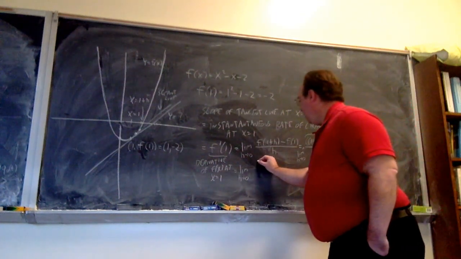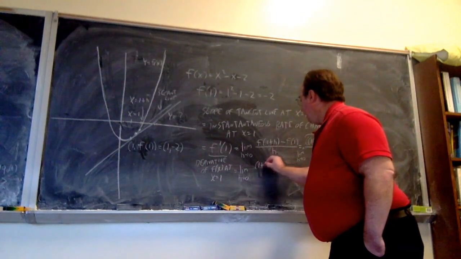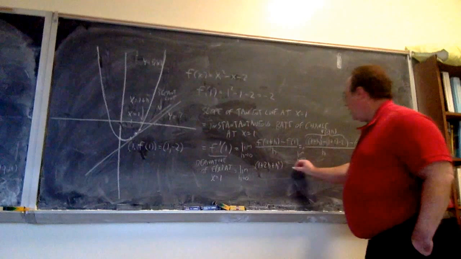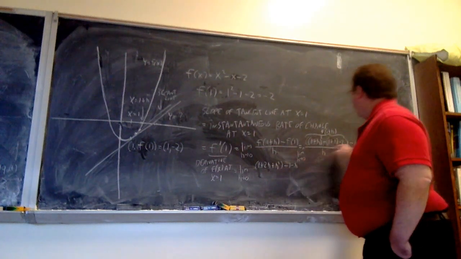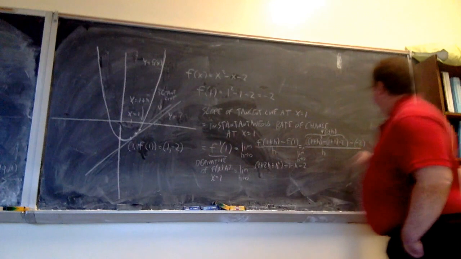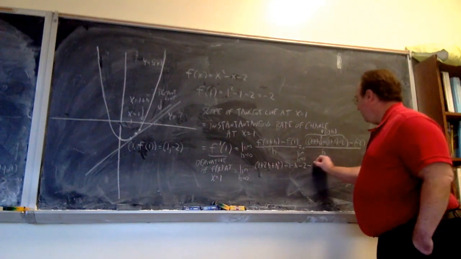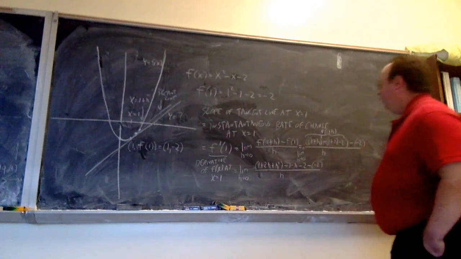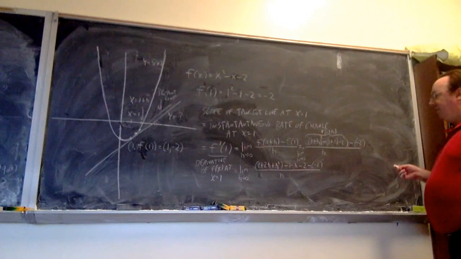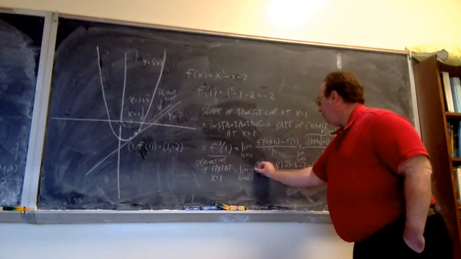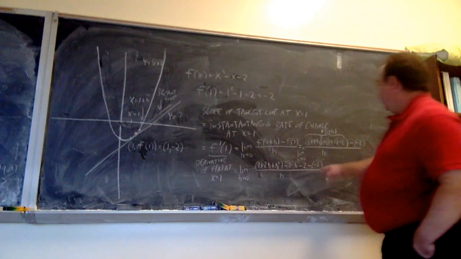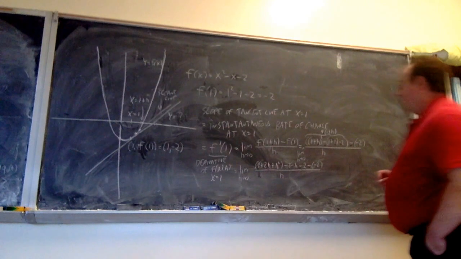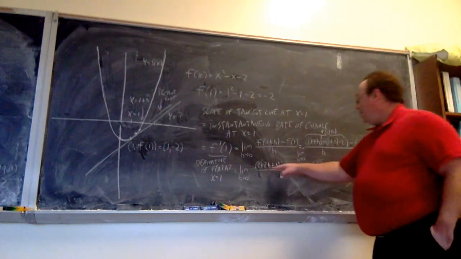So that would be 1 plus 2h plus h squared minus the quantity 1 plus h, so minus 1 minus h, minus 2, and then minus a minus 2, all over h, still divided by h. And now, several terms cancel out. So we have these 1's cancel out, and then the minus 2 minus the minus 2, those cancel out.